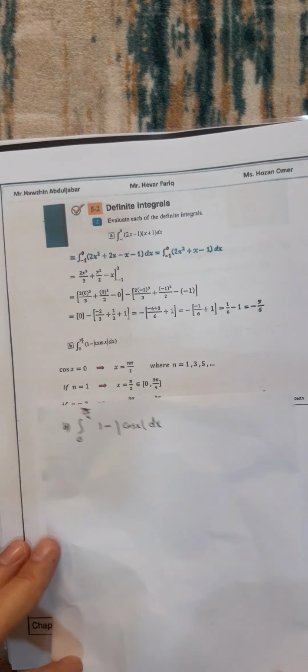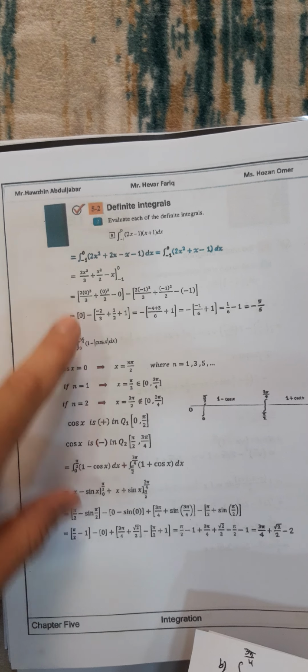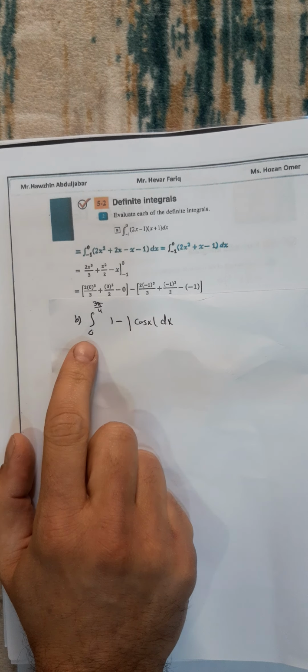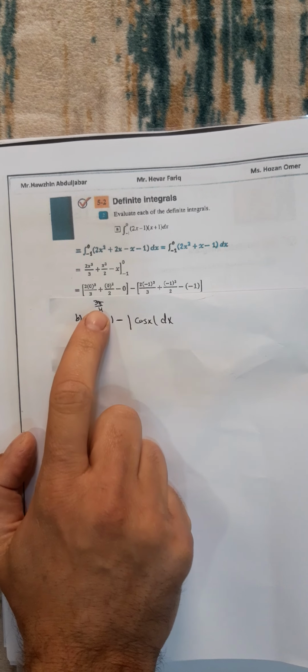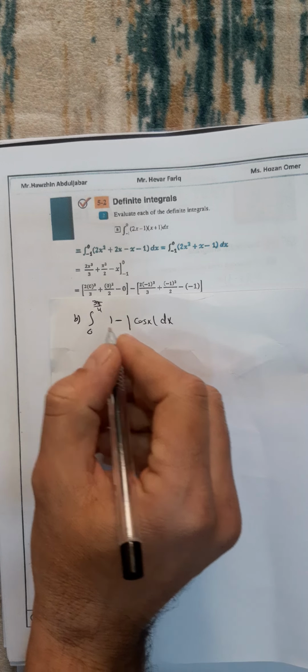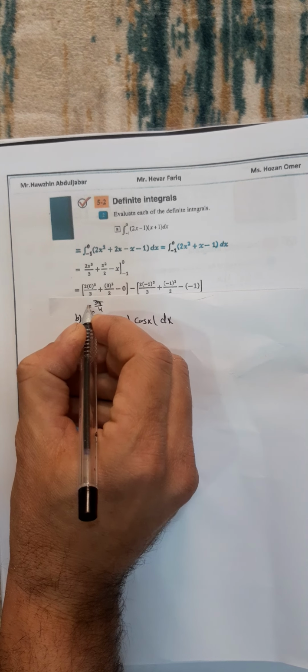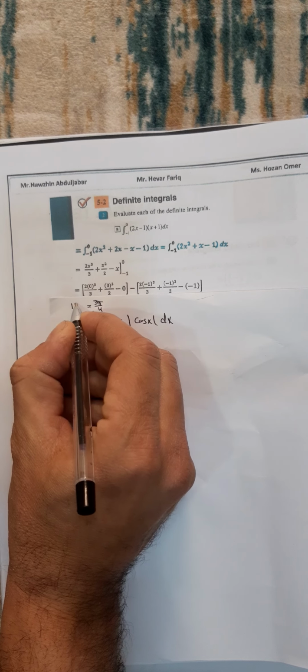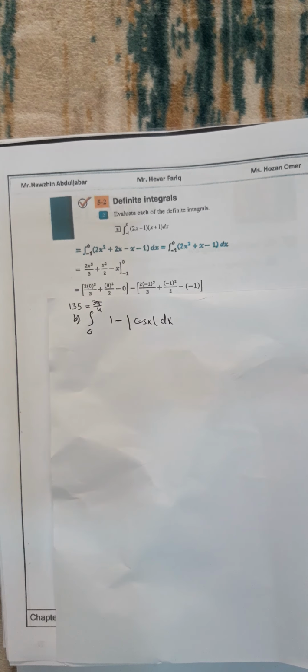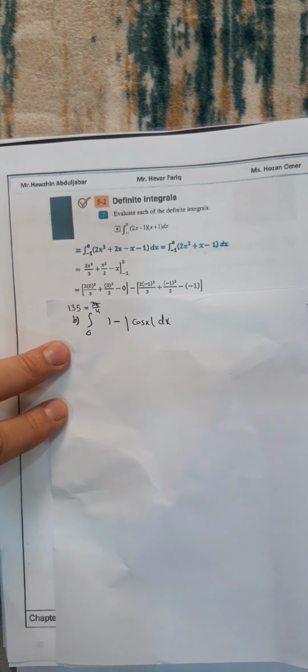For the partial test, example 2, part B. Definite integral from 0 to 3 pi over 4 of (1 minus cosine x) times the absolute value of cosine x. 3 pi over 4 means 3 times 180 over 4, which is equal to 135.